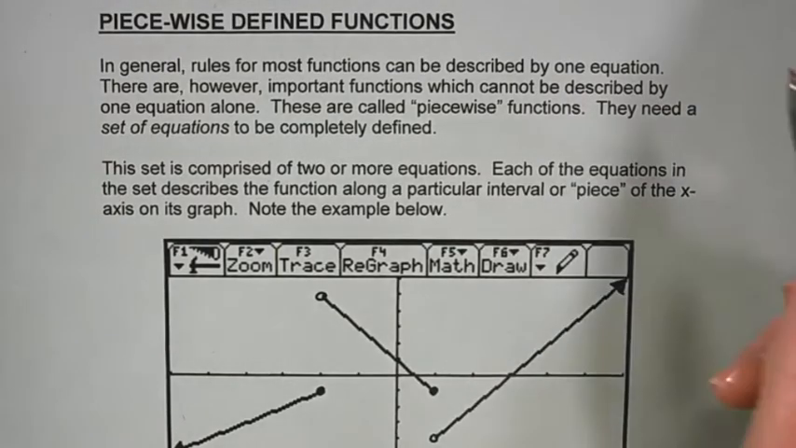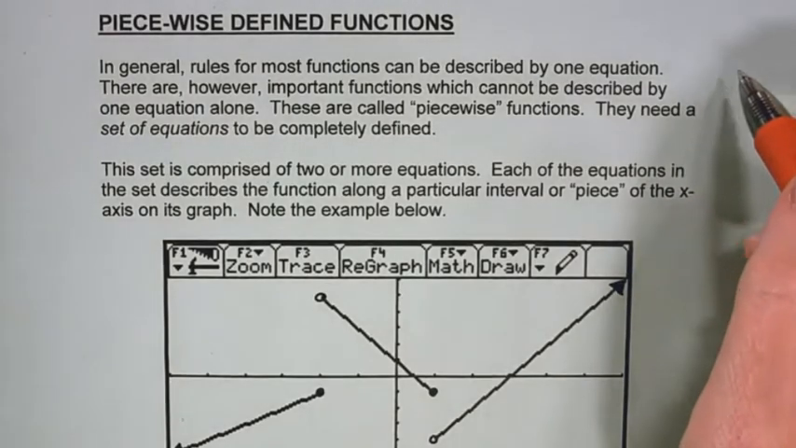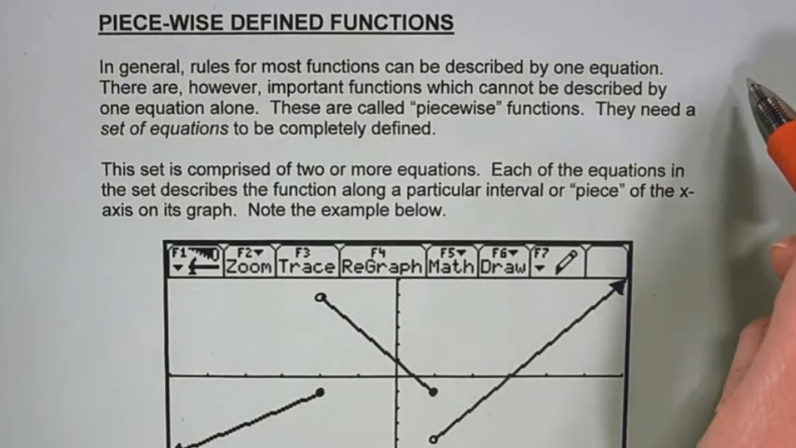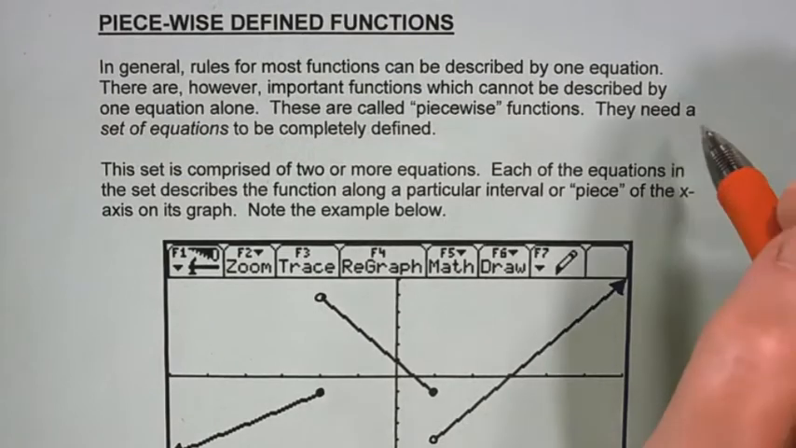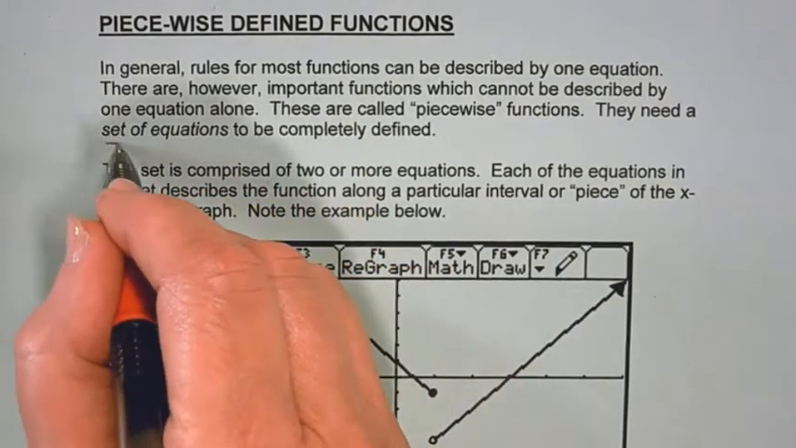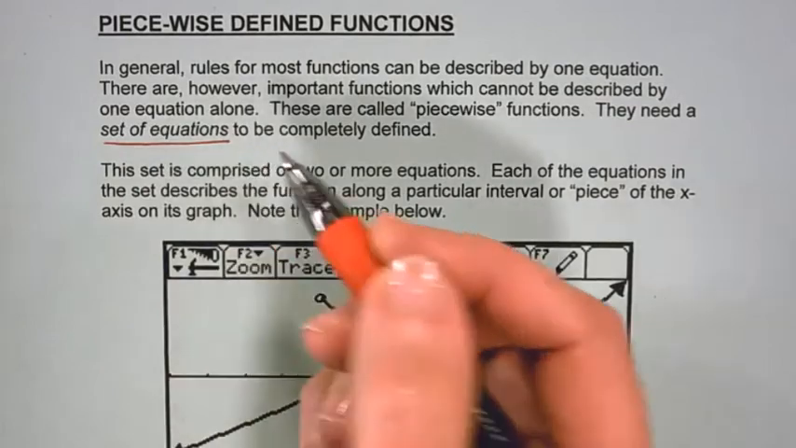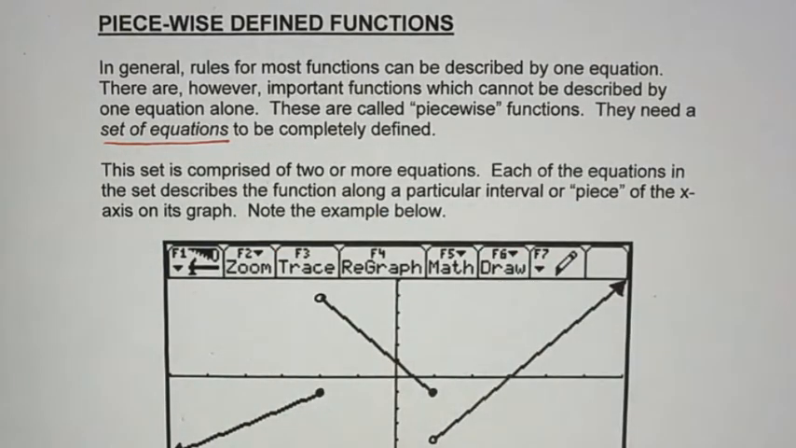In general, rules for most functions can be described by one equation. There are, however, important functions which cannot be described by one equation alone. These are called piecewise functions. They need a set of equations to be completely defined. And as I mentioned earlier, this will be the case a lot for real-world data.